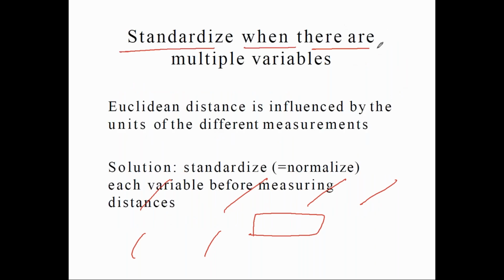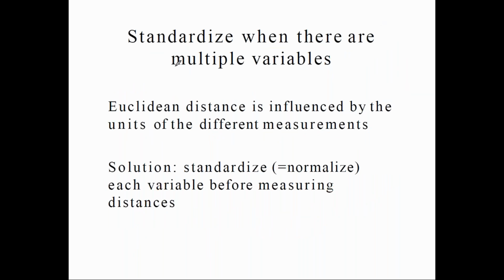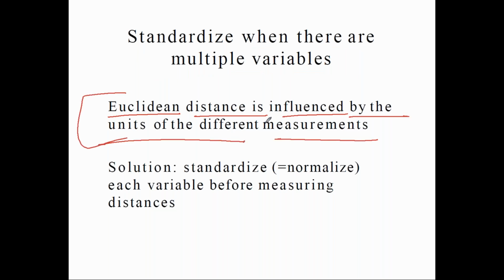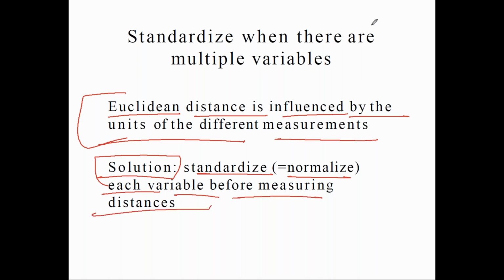Standardize when there are multiple variables. Euclidean distance is influenced by the units of the different measurements. The solution is to standardize or normalize each variable before measuring the distance.